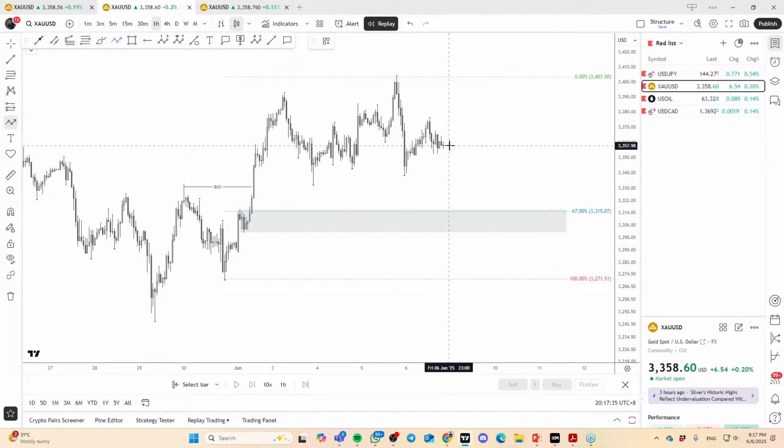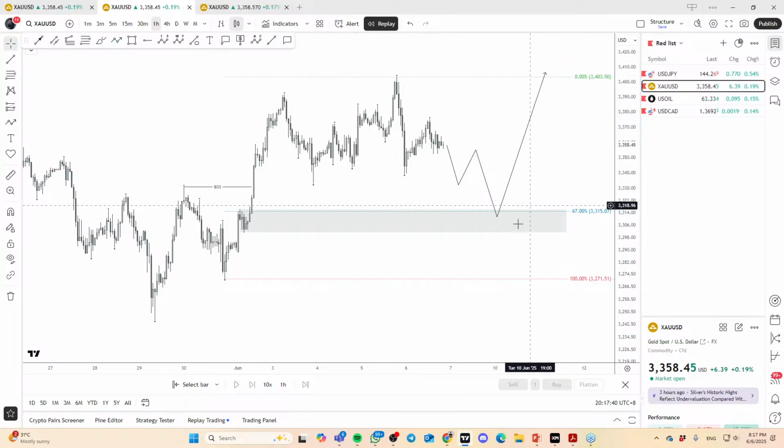All right. So obviously this is a valid setup. If price can continue to pull back towards the zone, that's where we're going to look to buy. But today, because of NFP, I would personally just stay out of it.